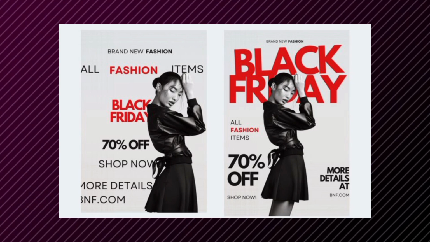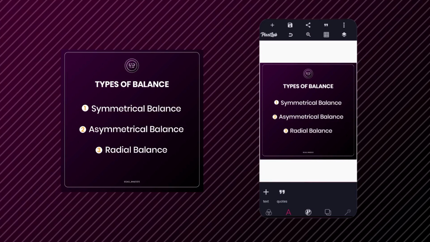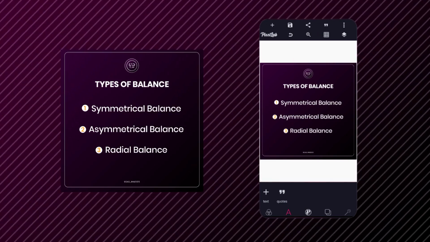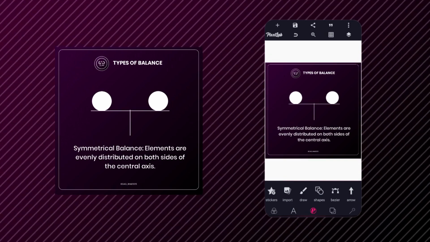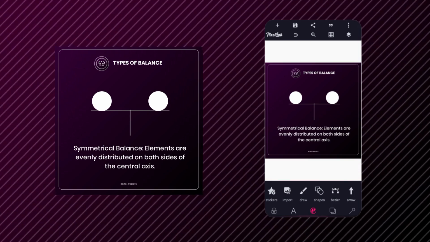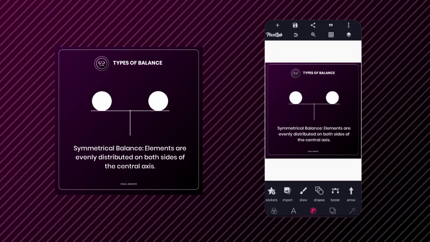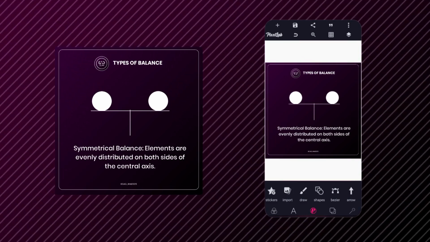So we have 3 types of balance. We have symmetrical balance, asymmetrical balance, and radial balance. Symmetrical balance is when elements are evenly distributed on both sides of the central axis. As illustrated above, you can see it. Elements are evenly placed on both sides of a design. That's when we have symmetrical balance.